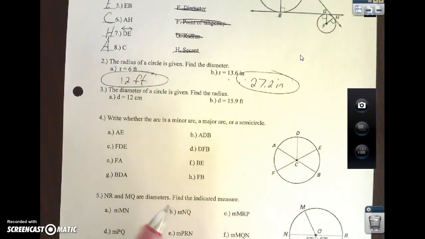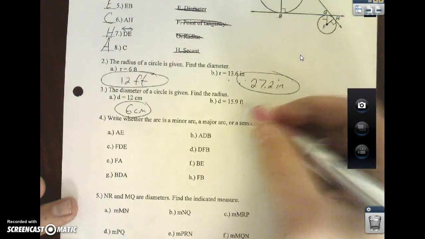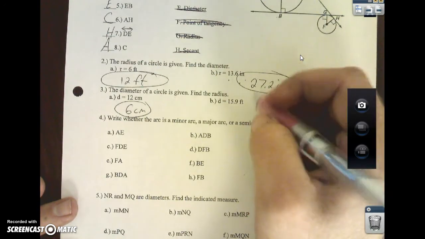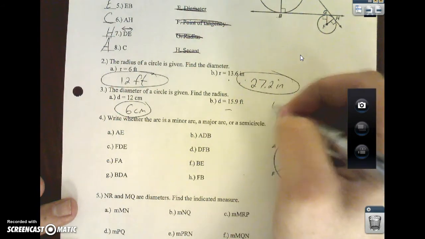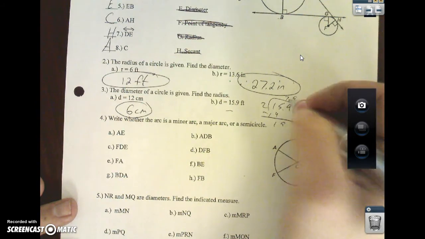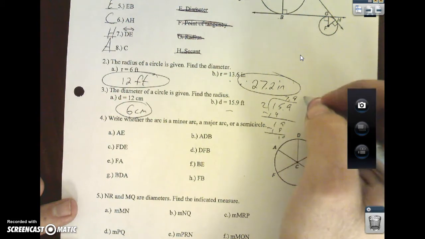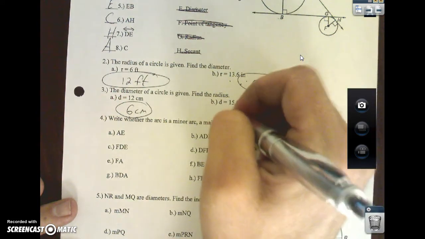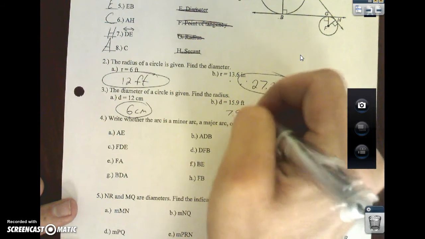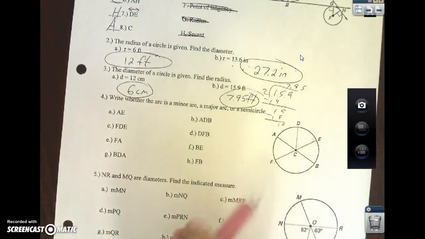Number 3, the diameter. You're just dividing by 2. So 12 divided by 2 is 6 centimeters. Over here, 15.9 divided by 2 goes in 7, 14. That goes in 0.9, which is 18, and then 5. So 7.95 feet. And again, you can use a calculator, but a little long division never hurt anybody.